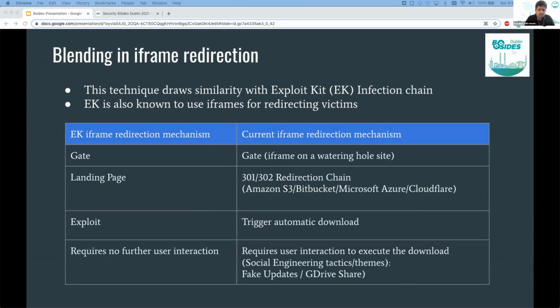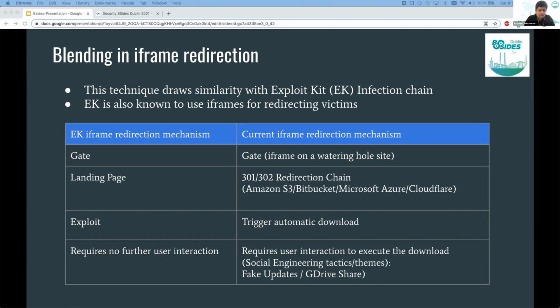So both of them start with a gate where they have some sort of filter that determines if the browser can proceed to the next step of the attack chain or not. And the next step in an exploit kit infection chain would be to redirect the user to a landing page. But in the current mechanism, we don't have a landing page because there is no exploitation involved. So the landing page is replaced with a redirection chain, which is often hosted on trusted cloud services like Amazon S3 or Bitbucket or Microsoft Azure, Cloudflare, and services like that.